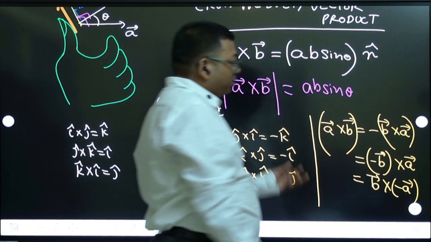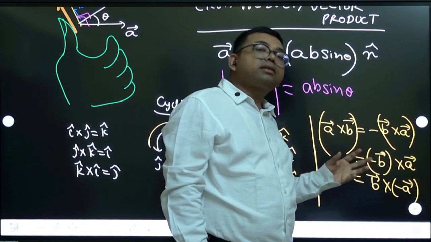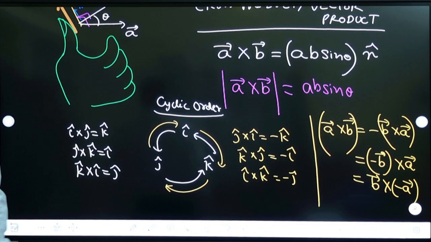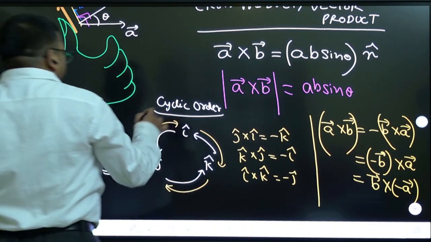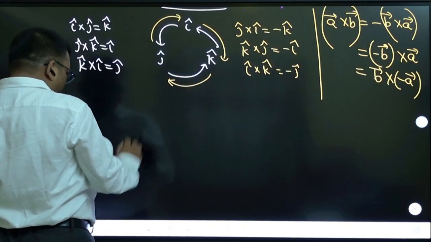It doesn't matter, because minus is like a minus 1 factor. That minus 1 is a scalar, it can be taken anywhere, because a vector can be multiplied with a scalar. So that's how this cyclic order, remember, and because of this we remember this very important formula.